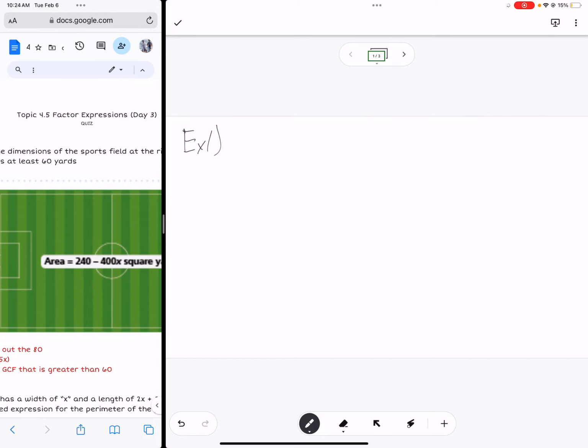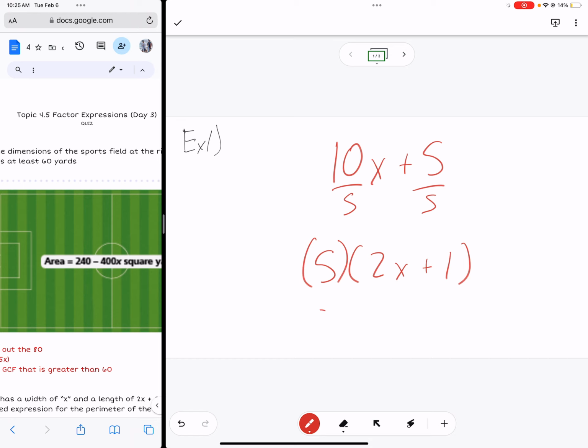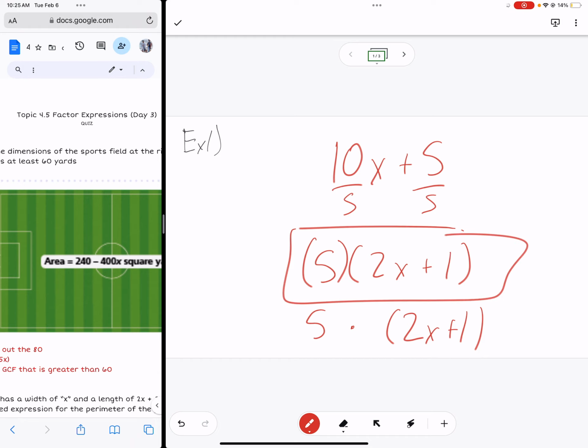Example one, we have a word problem that kind of involves factoring. What we have to understand for factoring is that when you factor something, you turn it into a multiplication problem. So if I take this problem, which is 10x plus 5, and I factor it, I would get 5 times 2x plus 1. This is a multiplication problem. It can be thought of as 5 times 2x plus 1.